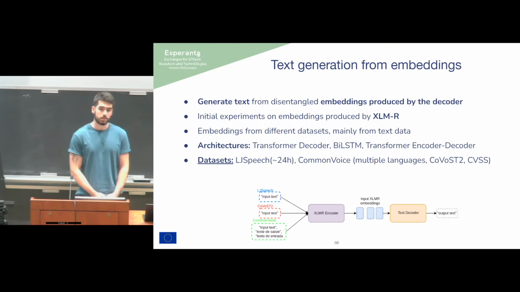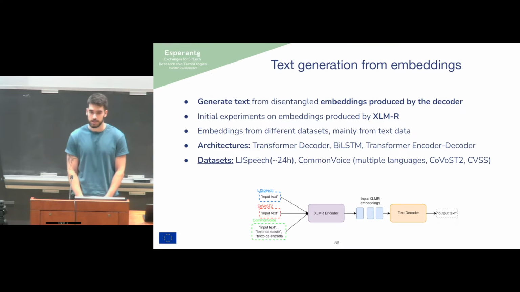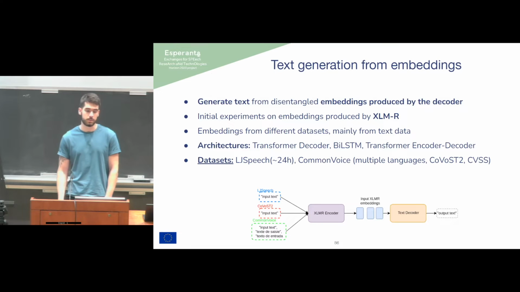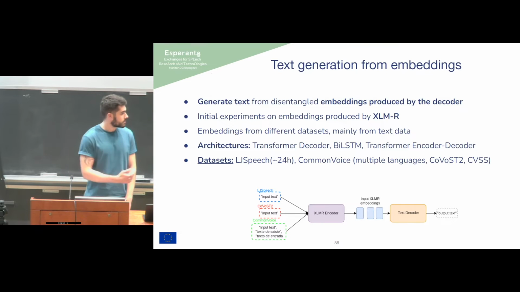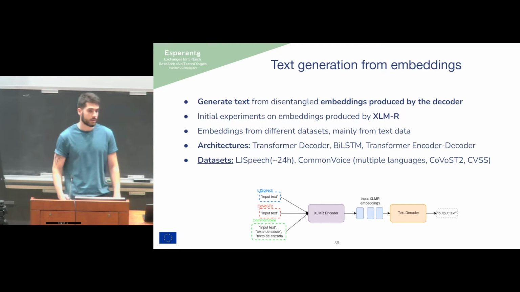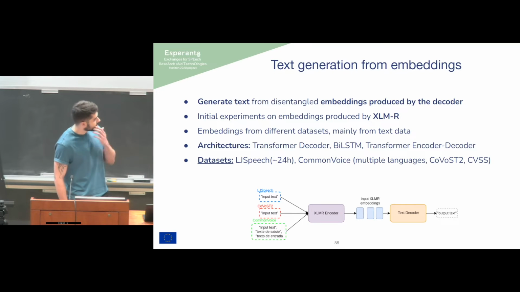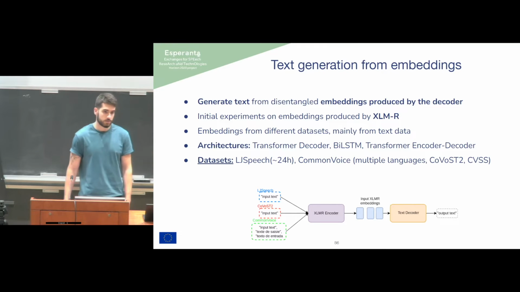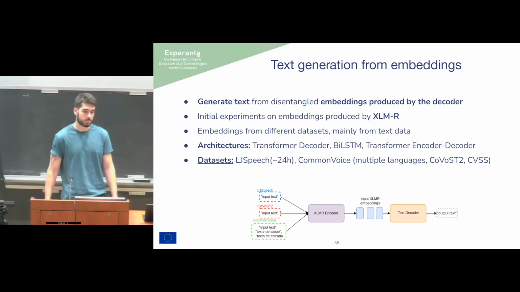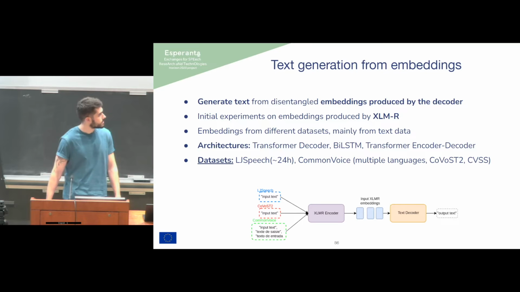So the main goal is to produce text in the target language from the modality disentangled embeddings from our decoder. As the main part of the decoder was being built, our initial experiments were done on the embeddings from the XLMR encoder, as these embeddings were the target during the decoder training. We used different datasets, LJ Speech and Common Voice. LJ Speech was also used for training the decoder, and Common Voice to try multilingual settings.